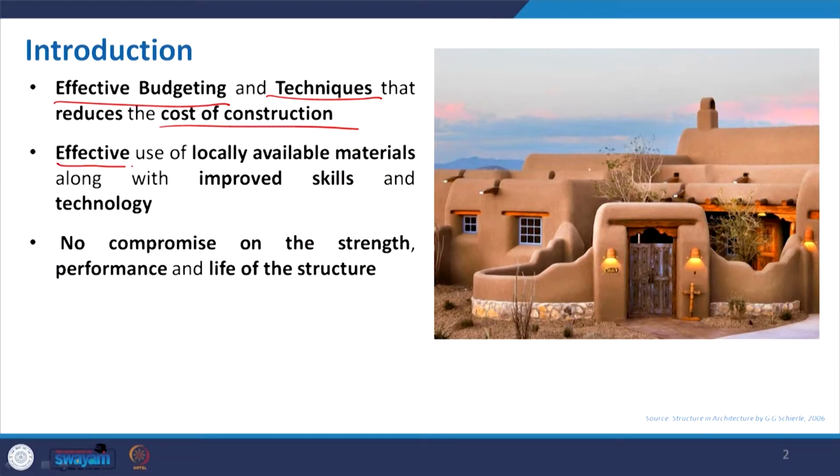Now, coming back to the slide again, effective use of locally available materials along with improved skill and technology can make a construction cost effective. Why? If a material is available locally, it does not mean that it is next to your site, but within a minimum reach, so that the transportation cost of the building material will be reduced. At the same time, the damage to the material will also get some kind of reduction in the total figure.